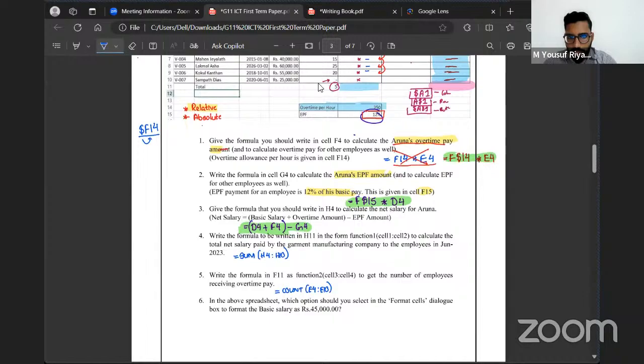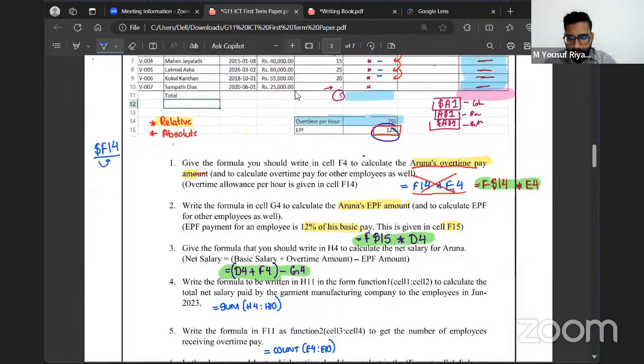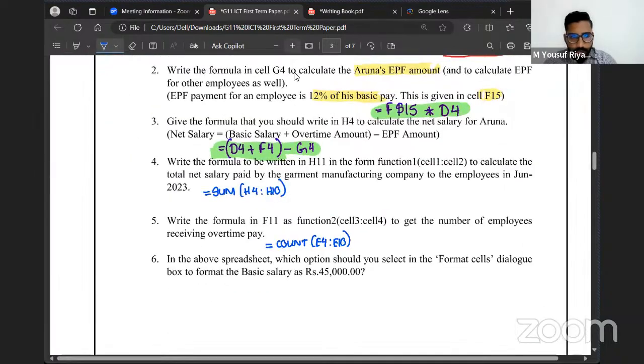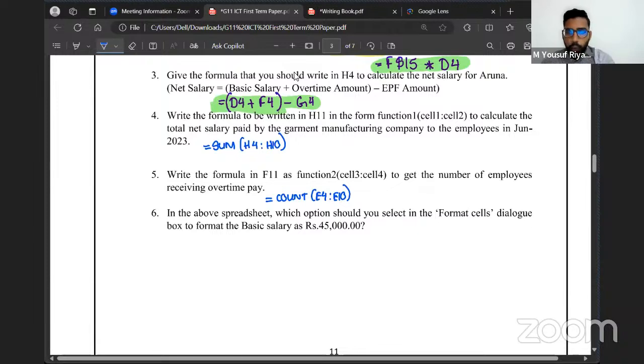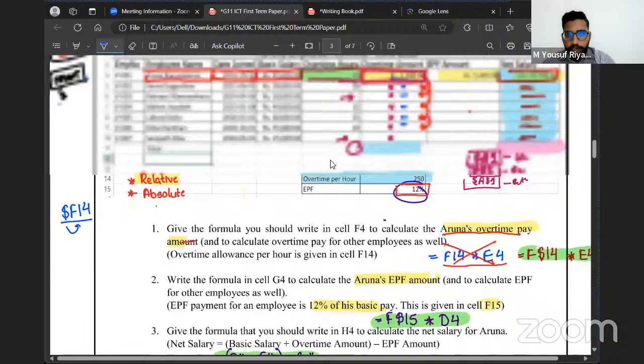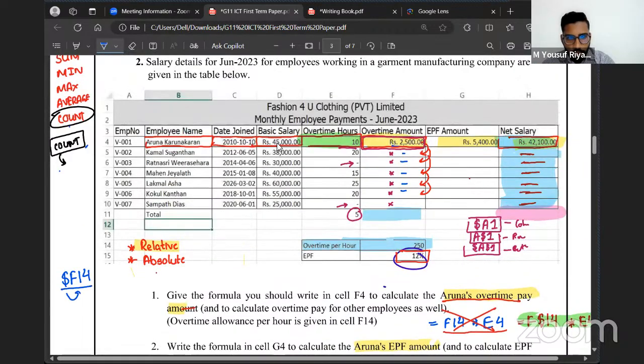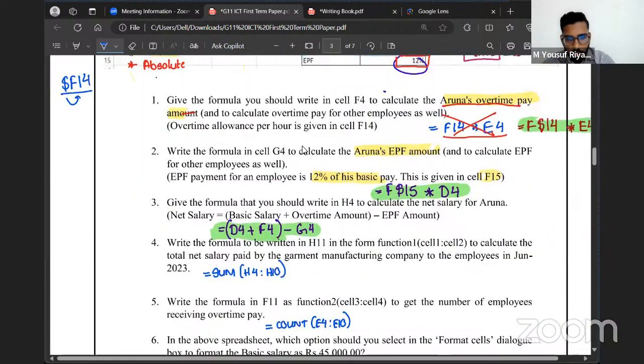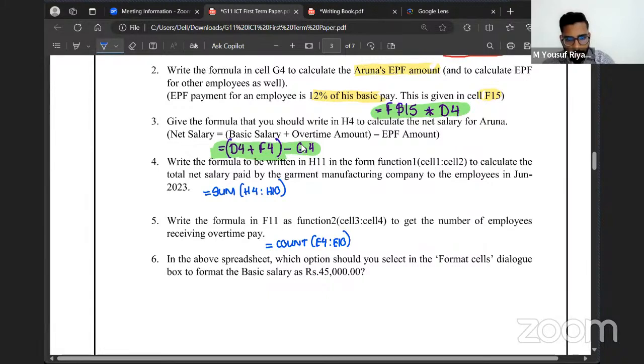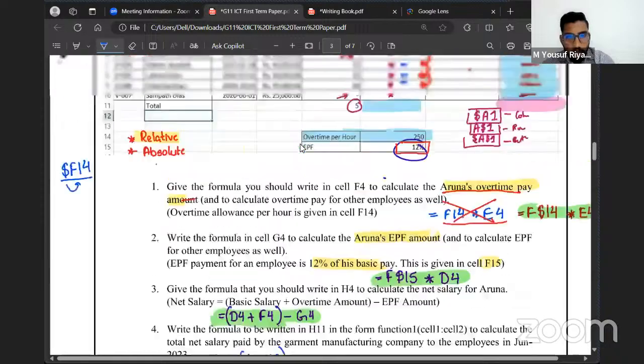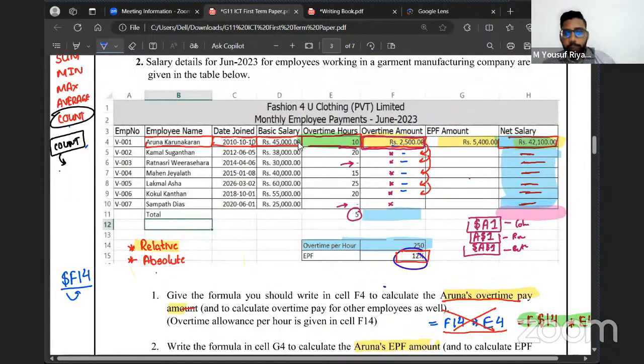Okay, perfect. And then the last spreadsheet question. In the above spreadsheet, which option should you select in the format cells dialog box to format the basic salary as rupees 45,000? Right. Now, currently the basic salary is there as 45,000 with triple zero and two decimal places. What is the change? By default, you will not be getting these two decimals.